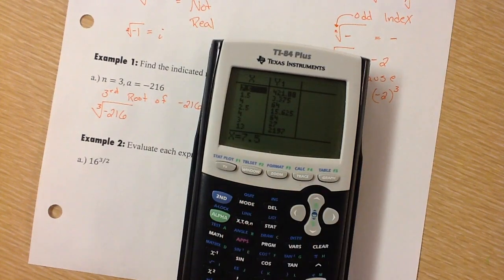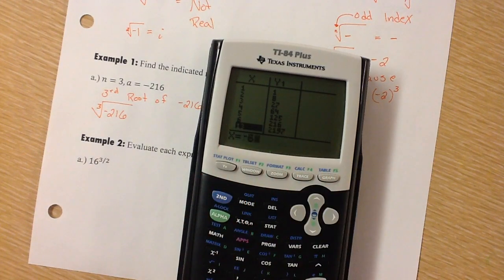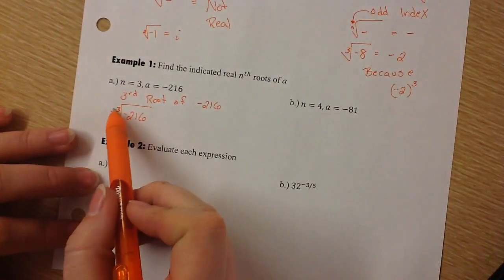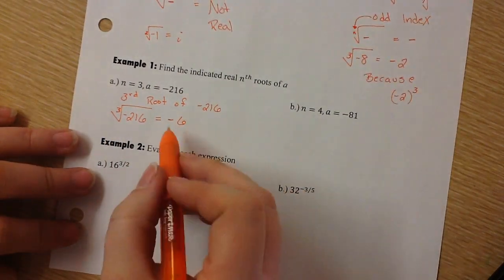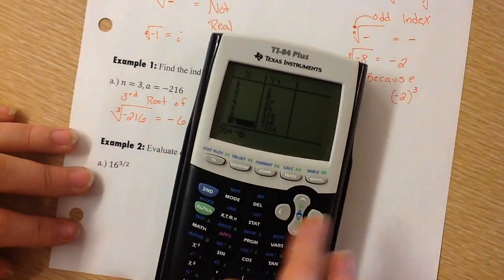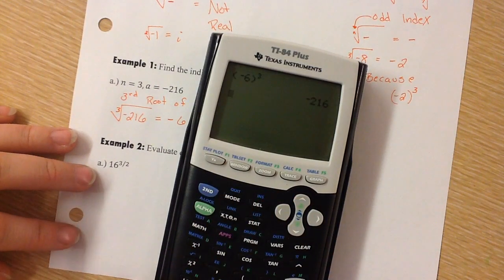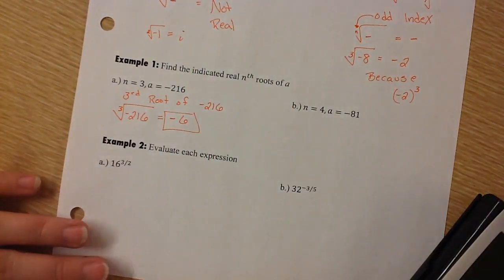Now when I go to my table, I can type in numbers. 1 to the third is 1. 2 to the third is 8. 3, 4, 5, 6. Ooh, 6 to the third is 216. So -6 to the third is negative 216. So the cube root of negative 216 would be negative 6. Going back to my home screen, in parentheses, negative 6 to the third is negative 216, so we're looking at that negative 6.